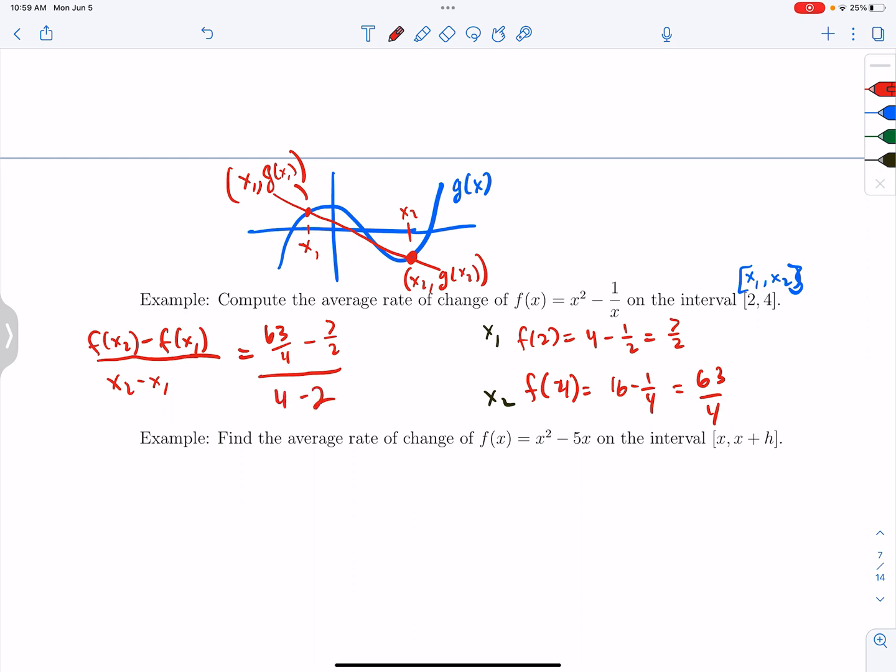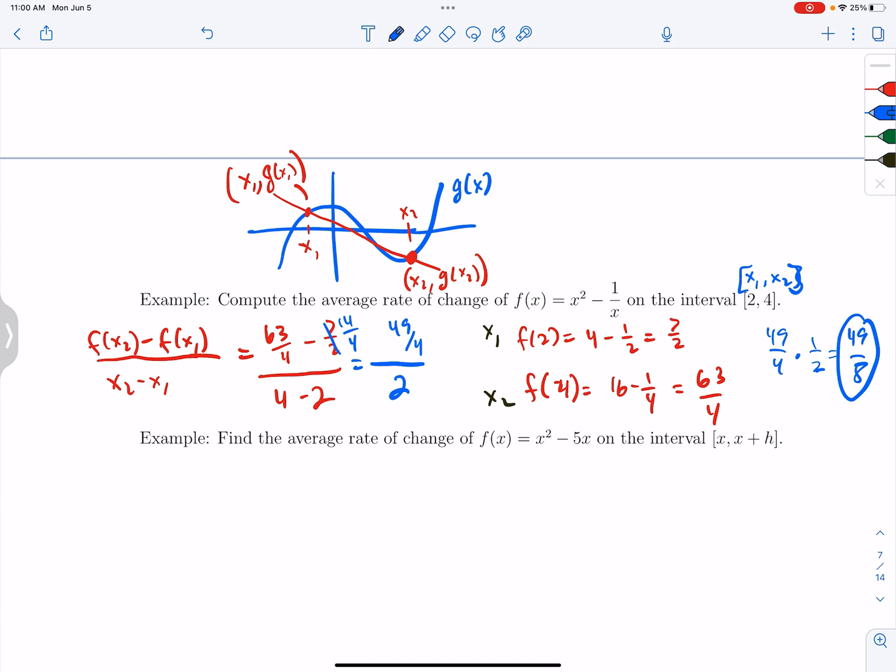Okay, so to simplify this, the denominator is going to be 2. The numerator, I get a common denominator. I'm going to make this 14/4. So 63 minus 14 is 49/4. 49/4 divided by 2, that's the same as 49/4 times 1/2, which is 49/8. So that would be the average rate of change for this function.